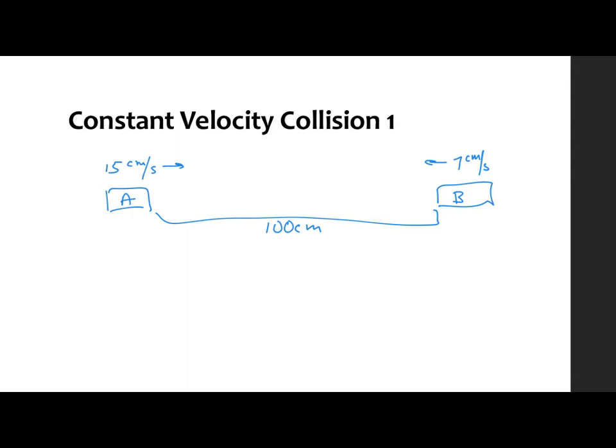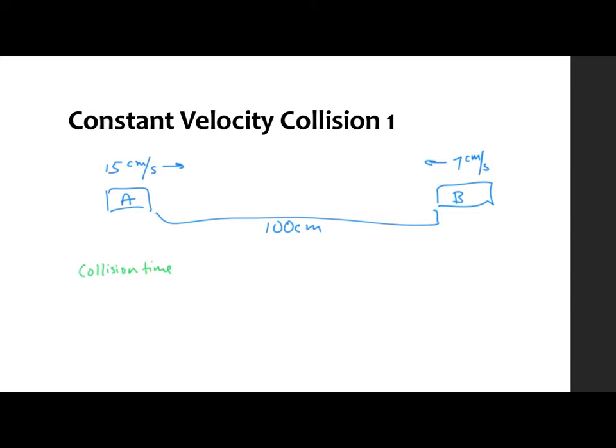So let's say you have 2 cars, A and B, set at opposite ends. One is going 15 centimeters per second, the other is going 7 centimeters per second, and they're going in opposite directions towards each other. We want to figure out their collision time. How do we figure that out? Let's think about it this way. Car A, going 15 centimeters per second, moves forward 15 centimeters in 1 second. Car B moves forward the other way 7 centimeters per second.